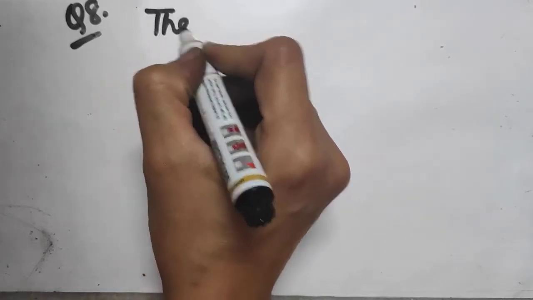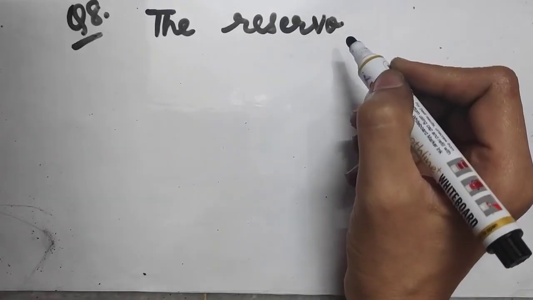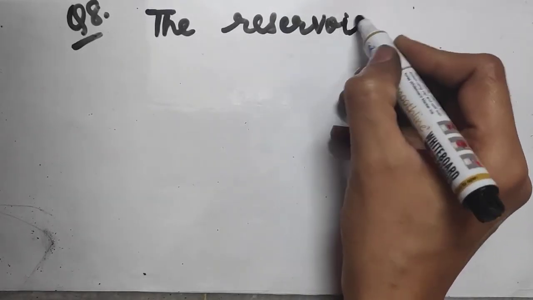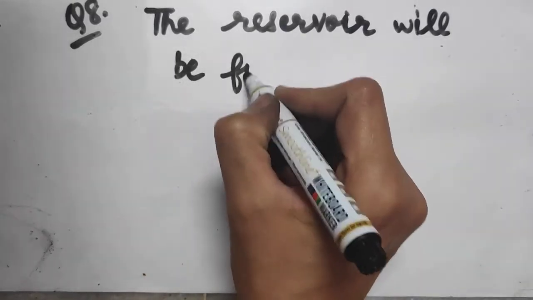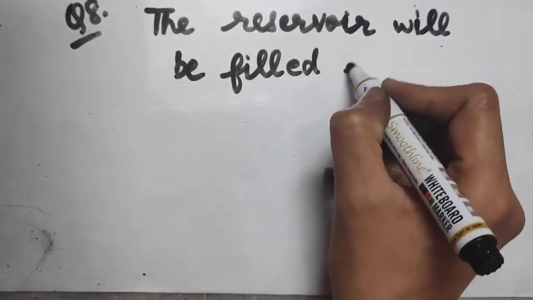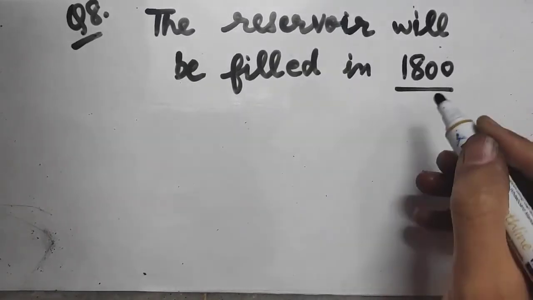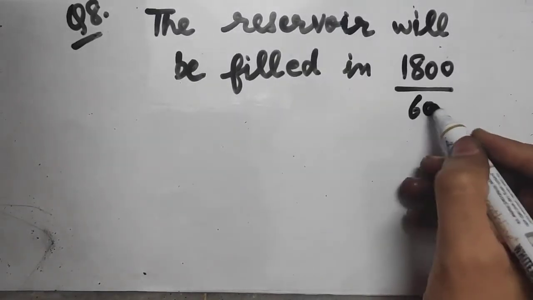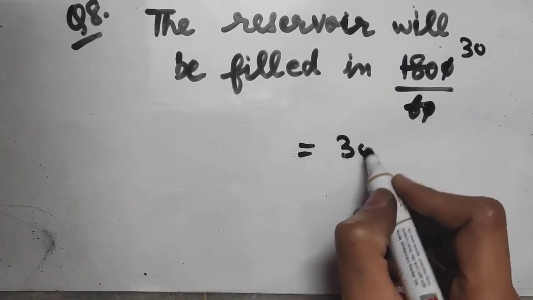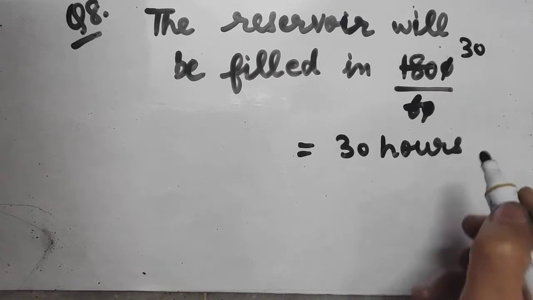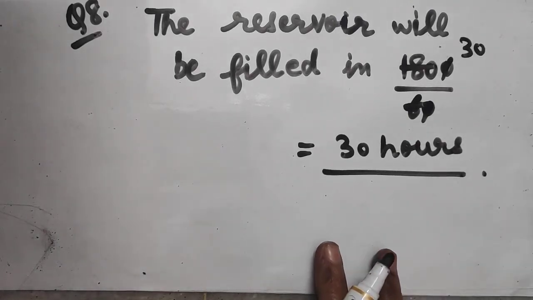I am converting the answer, that is 1800 minutes, into hours. So the reservoir will be filled in 1800 minutes divided by 60, that will be 30 hours. So this is the final answer of question number 8 of exercise 11.4.